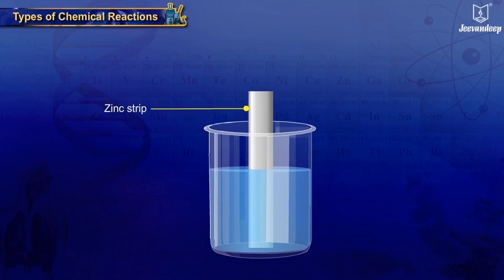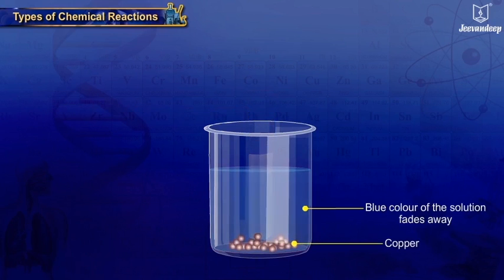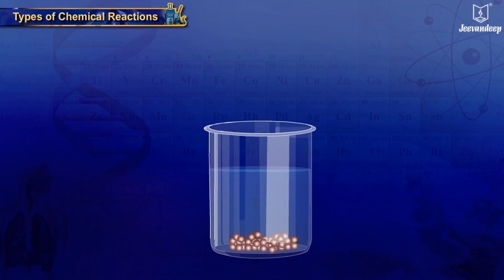Dip a zinc strip into a clear blue-colored copper sulfate solution in a beaker. After some time, the zinc strip gets diminished. The blue color of the solution fades away and copper particles are deposited at the bottom of the beaker. Thus, we infer that more reactive zinc has displaced less reactive copper from its compound.